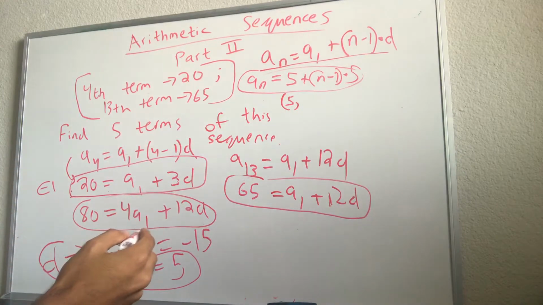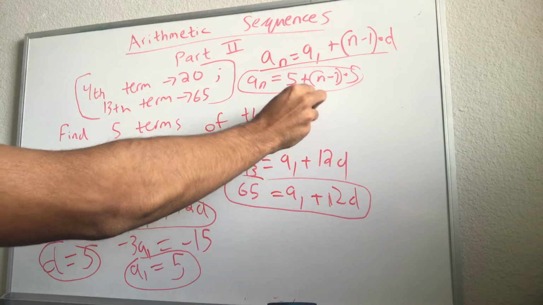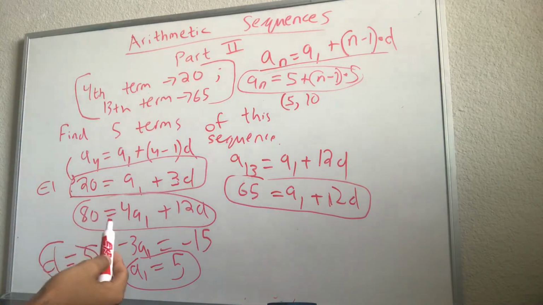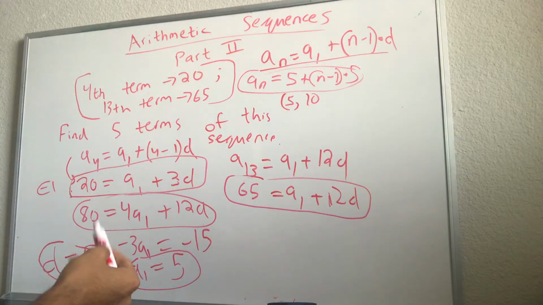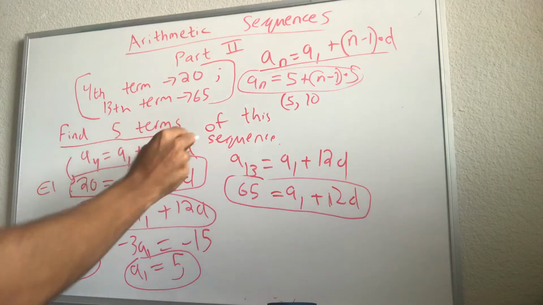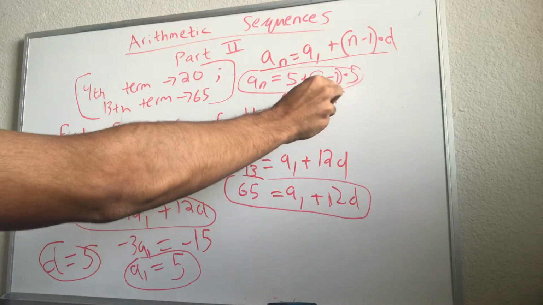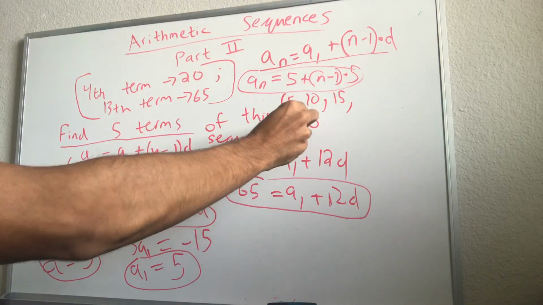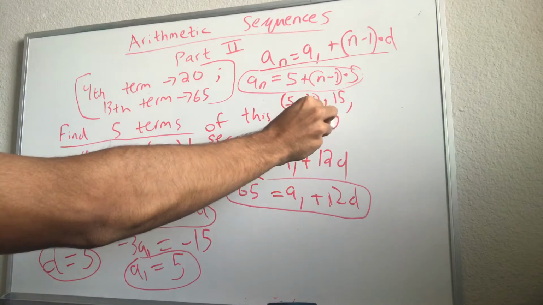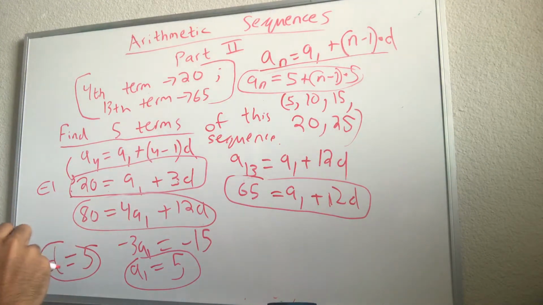Right? To find the second term, do the same thing. 2 minus 1 is 1 times 5 is 5 plus 5 is 10. And you see that this is an arithmetic sequence, therefore there must be a constant rate of change. So the question was find the first 5 terms of the sequence. You just add 5. So you have 5, 10, 15, 20, and then 25. So this is your final answer: 5, 10, 15, 20, and 25.